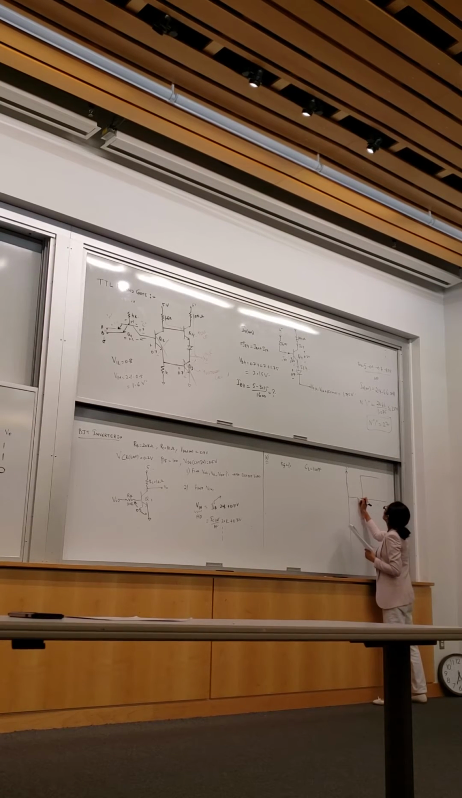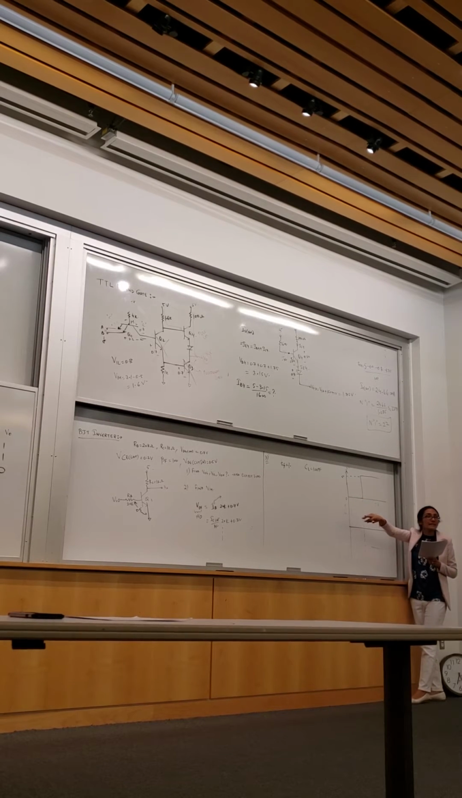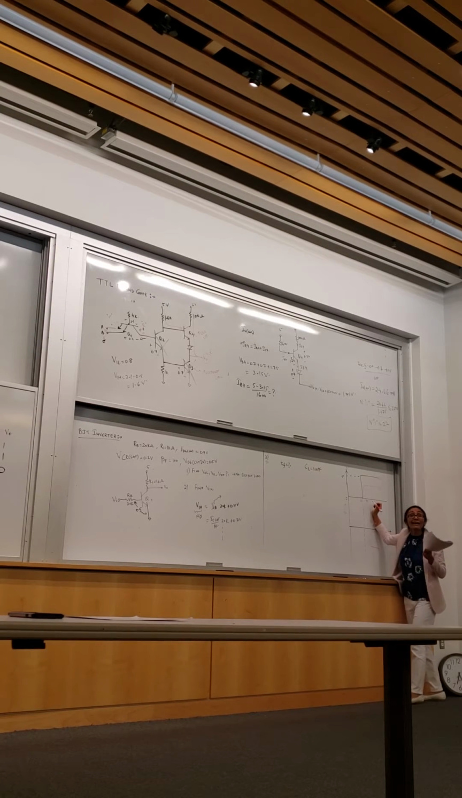So this is your input going from 0 to 5 volts. When your input goes from 0 to 5 volts, how should the output look? So you have a delay. If I plot the base emitter voltage of the Q1, it's going to look something like that, right? And what is this, T2 minus T1 here? Delay time. Rise time.